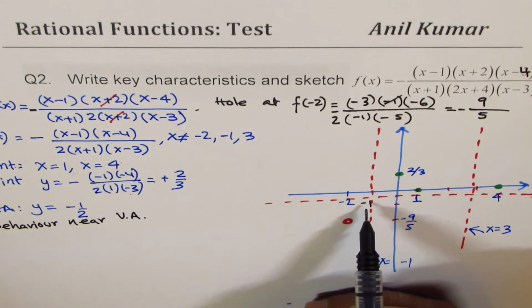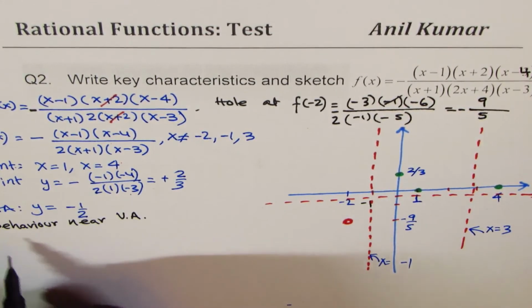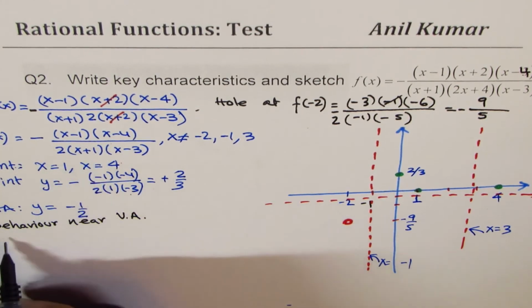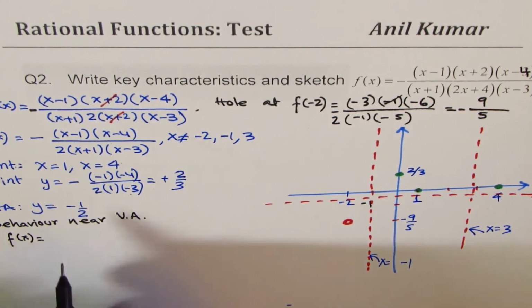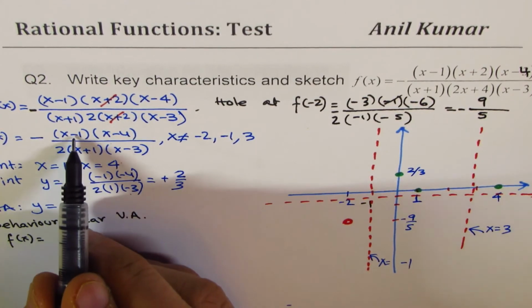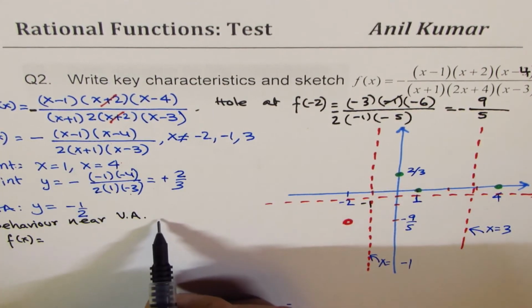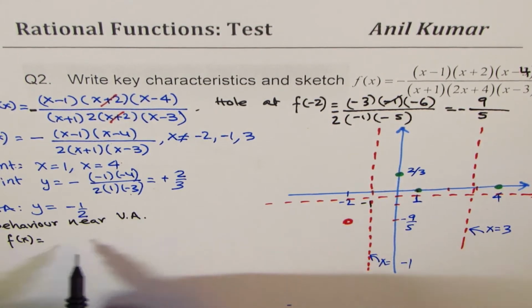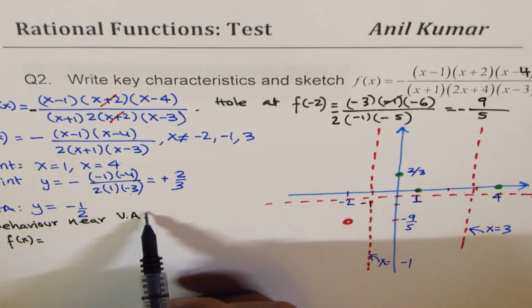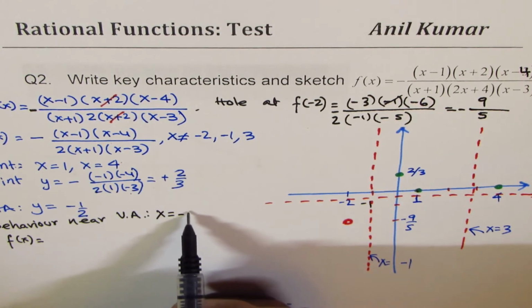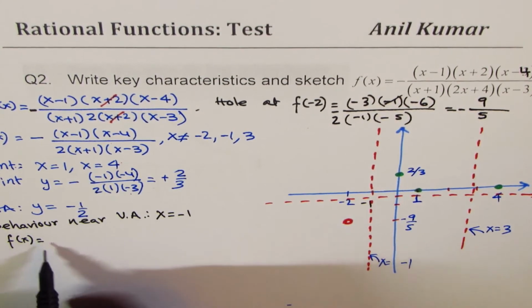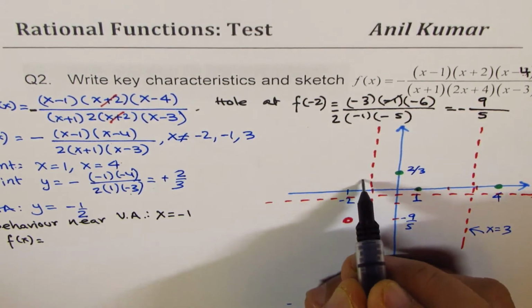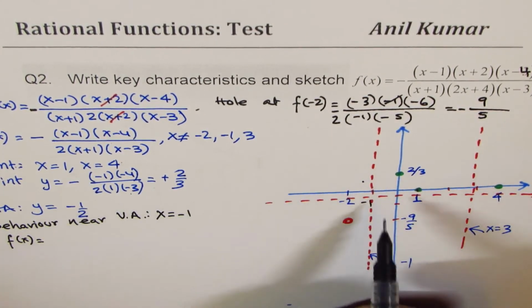So the function given to us, the simplified version, is f of x equals this, right? So we're looking at this function. Now if I'm testing behavior near the vertical asymptote at x equals -1, if I go from the left side, that is on this side of the vertical asymptote, I have a value.